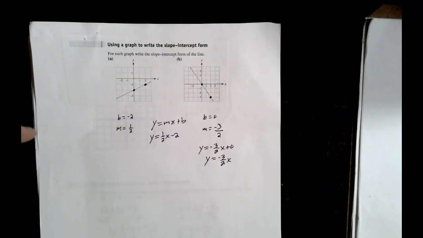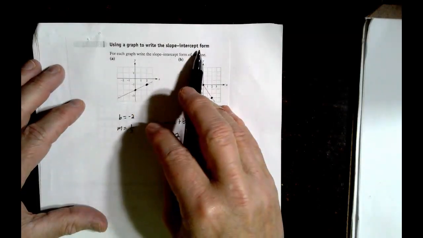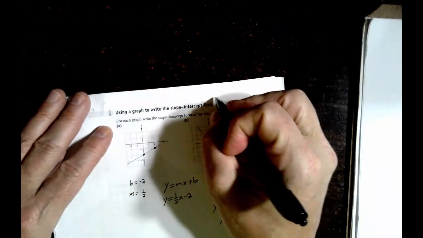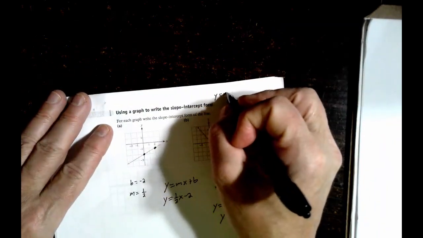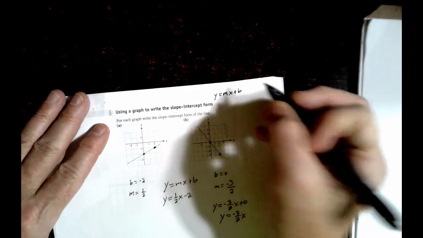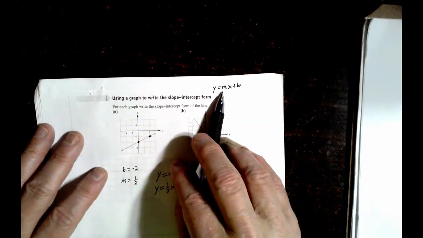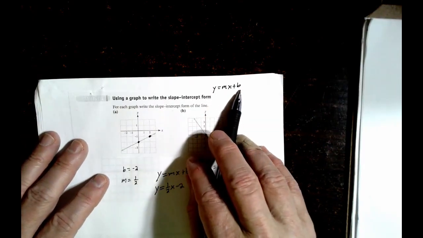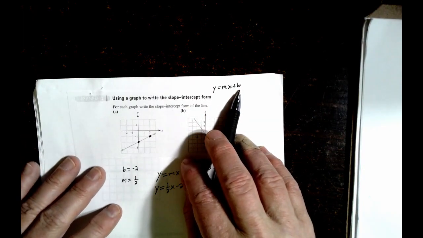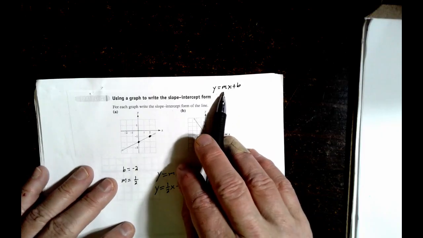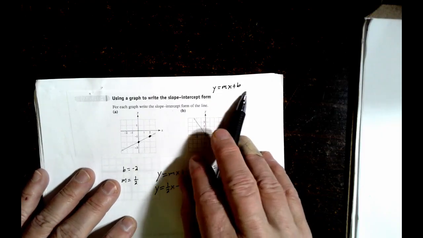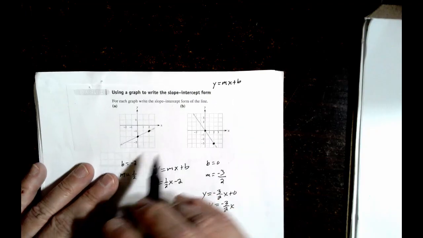All right, in section 3.5, we talk about something called the slope-intercept form. What is that? That's y = mx + b. It requires you to figure out two things: you need to figure out the slope, and you need to figure out the y-intercept. Your lowercase b is your y-intercept. Your lowercase m is your slope. And they're always lowercase m, lowercase b.